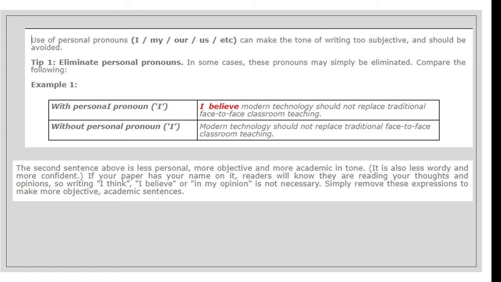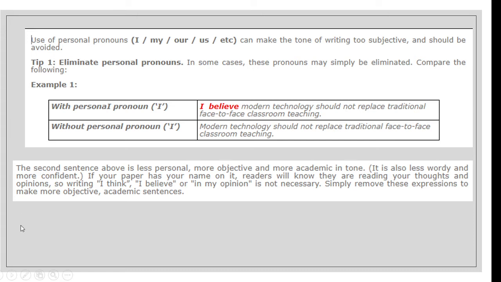In some cases, these pronouns may simply be eliminated. Compare the following. Instead of saying with personal pronoun, I believe modern technology should not replace traditional face-to-face classroom teaching, you could have: modern technology should not replace traditional face-to-face classroom teaching. What happened is that the expression I believe, along with the personal pronoun, was removed, and instead, the sentence starts immediately with modern technology should not replace traditional face-to-face classroom teaching. So there you go. That is one of the tips.